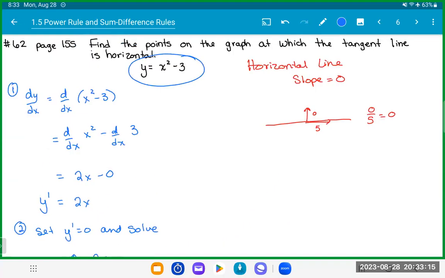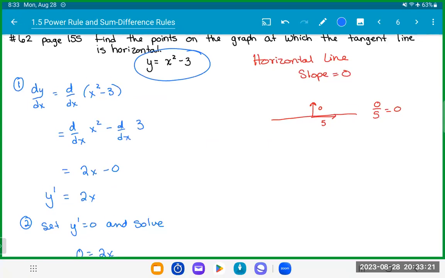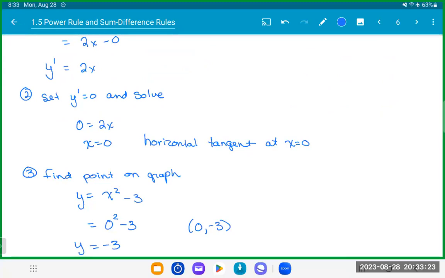So this problem was asking us to find the point on the graph where our tangent line is equal to 0. And that occurs at this point, (0, negative 3).